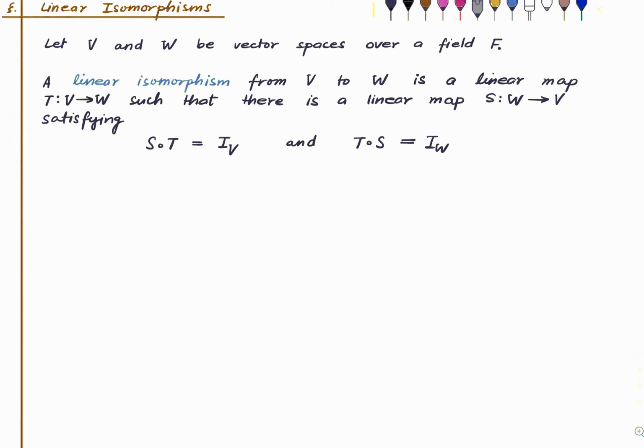So T goes from V to W and S goes from W to V. So we are insisting that S composed with T is the identity, and T composed with S, which goes from W to V to W, is also the identity. If that happens, we say that T is a linear isomorphism. It's unclear what we are trying to capture, but let me say a few more things.